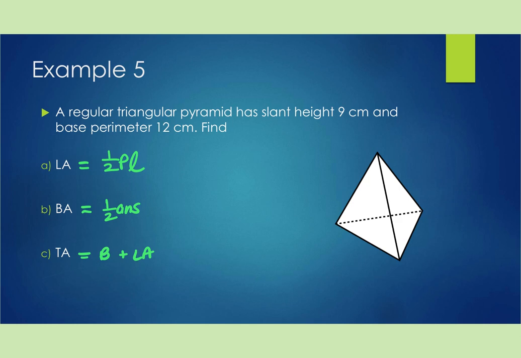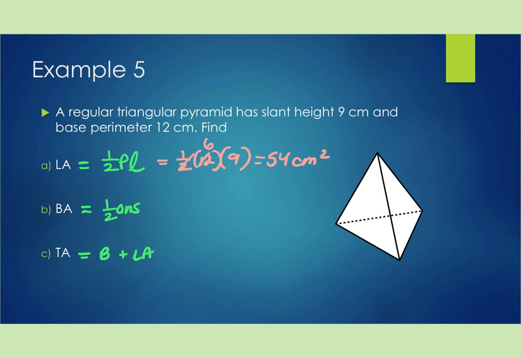So start with your lateral area. Do you have enough information to get the lateral area? Yes, right? They gave you the base perimeter is 12 and the slant height is 9. So that's 54 centimeters squared. I didn't even need the picture.